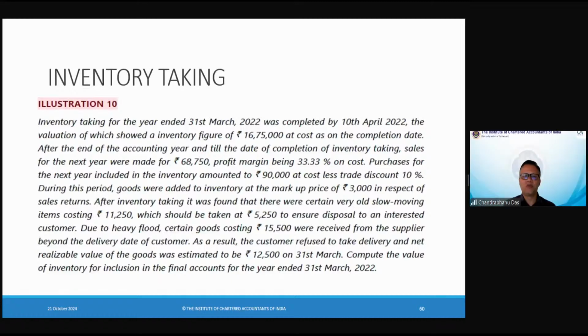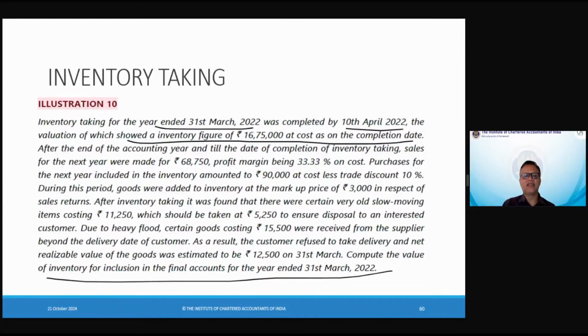So see, the moment we see the question and know it is opening stock, then immediately run that equation at the back of your mind, which has been given to you. Once you read it thoroughly and practice it thoroughly, this opening stock means this equation will come into the picture. That is the way we should deal with these types of problems. Now, what we see is 31st March, 10th April, inventory figure is 16,75,000. And you have to find the inventory for inclusion in final accounts for the year ended 31st March 2022.